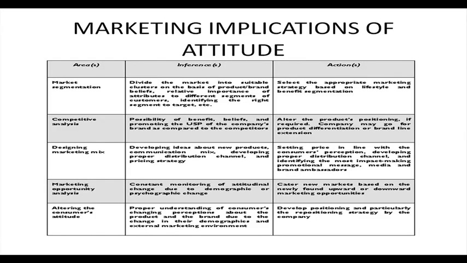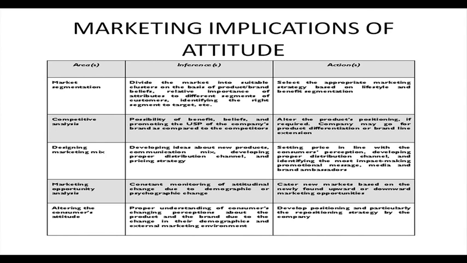So, this is how attitude could be formed and changed. To conclude the chapter on attitude formation and change, we talk about the marketing implications of the same. In marketing implication, the first area is market segmentation, in which we divide the market into suitable clusters based on the products and brand beliefs, customers' beliefs about them, and the relative importance of the attributes for different segments.